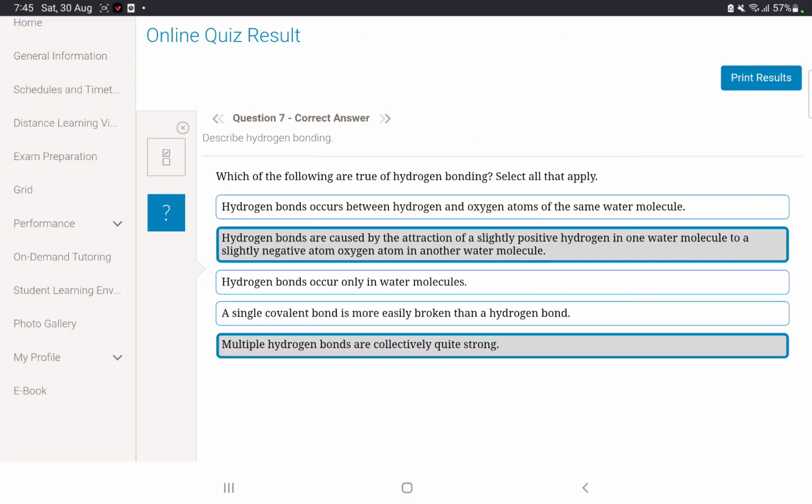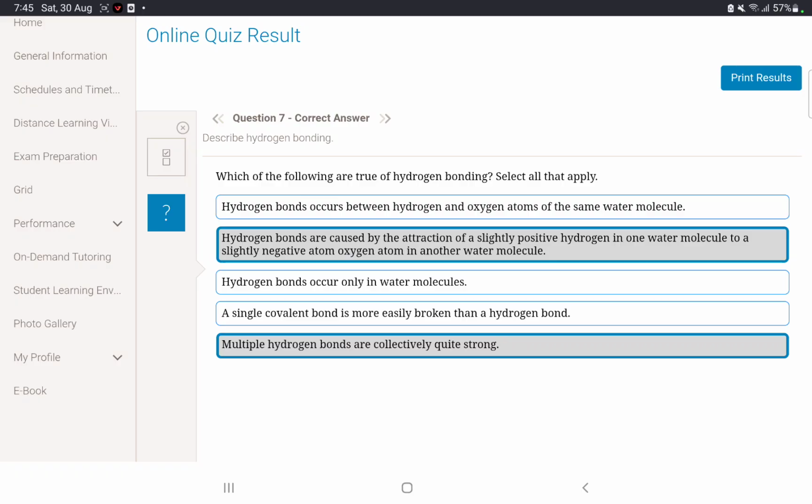Which of the following are true of hydrogen bonding? So, hydrogen bonds are caused by the attraction of a slightly positive hydrogen in one water molecule to a slightly negative atom, oxygen, in another water molecule. I explained this, guys. Please don't get mixed up. Multiple hydrogen bonds are collectively quite strong. Yes, hydrogen bonds together are collectively strong.